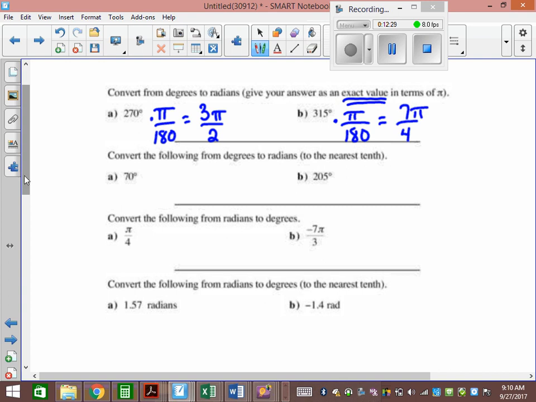Then I get to the next one and people fall apart a bit because they're like, I don't know what to do with that pi. Just put it in. So when I want it in nearest tenth, you just go 70 pi over 180. You're just going to go 70 times pi divided by 180. What's 70 times pi divided by 180? To the tenth. 0.4?